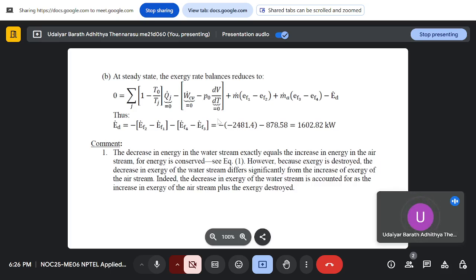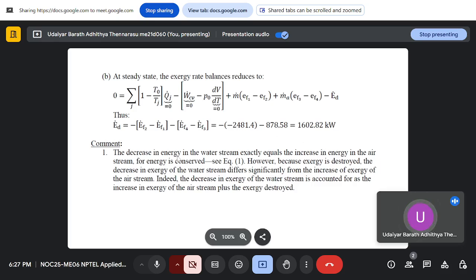So substituting, I'll get minus of minus 2481.4 minus 878.58. So this will give me 1602.82 kilowatt. So this much amount of exergy has been destroyed.